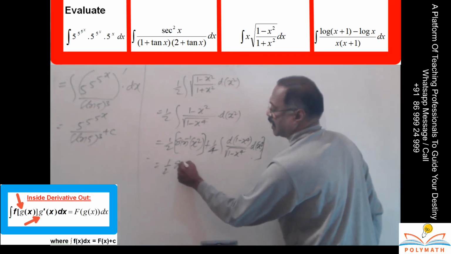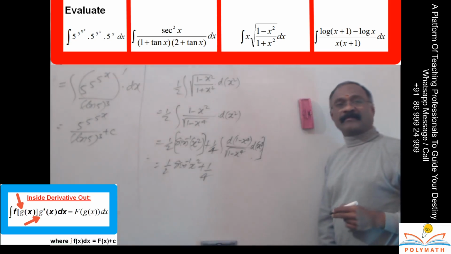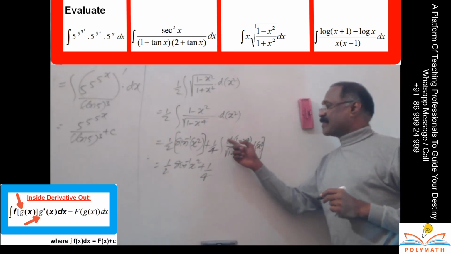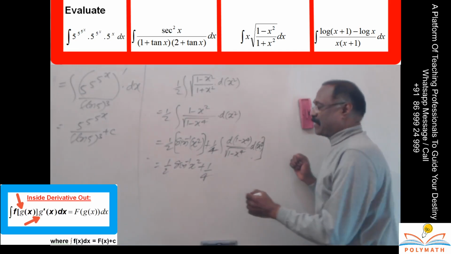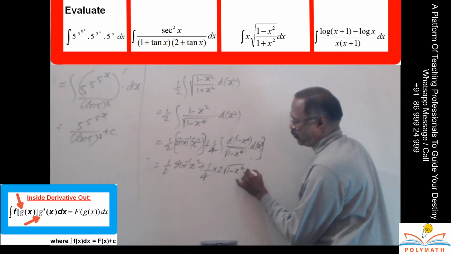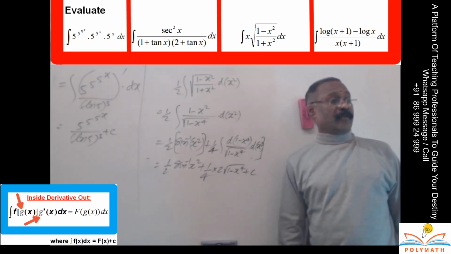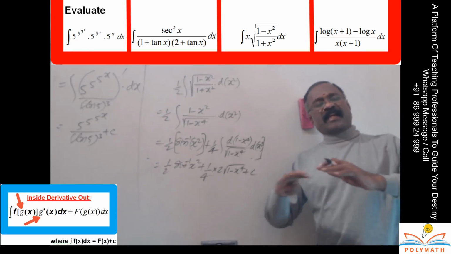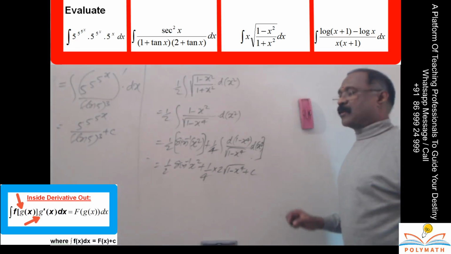So it is half sine inverse x square plus 1 by 4, and it is f dash x by root of x, which gives 1 by 4 into 2 root 1 minus x power 4, plus c. Done. This is a little difficult to understand. If you really understand this principle, you take it as granted. Now, the next one is easy to understand.